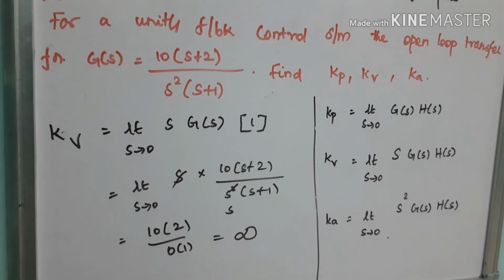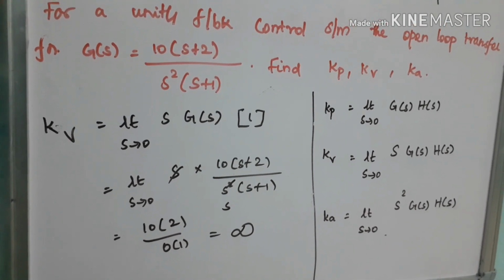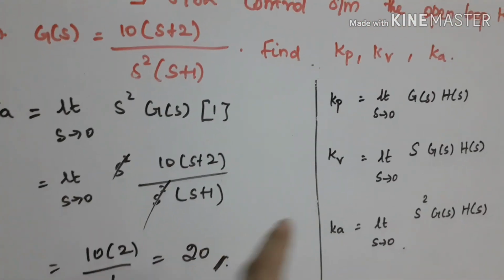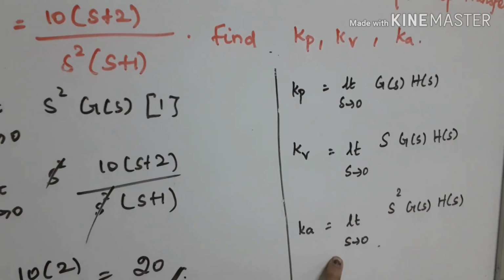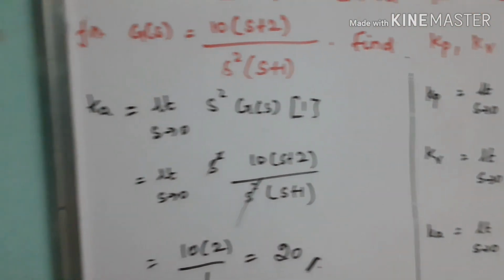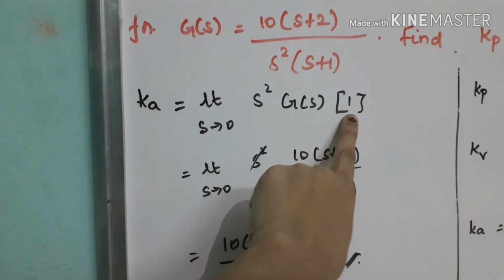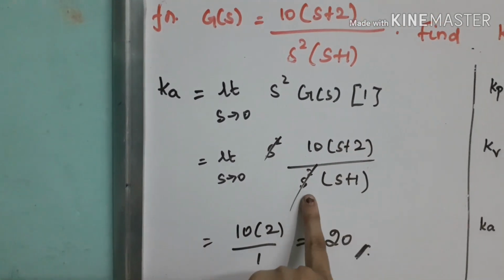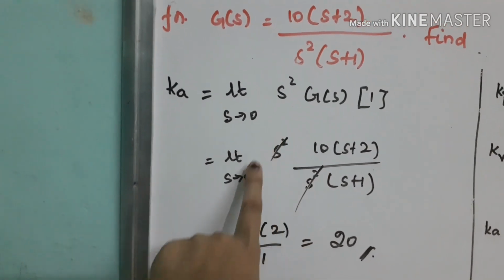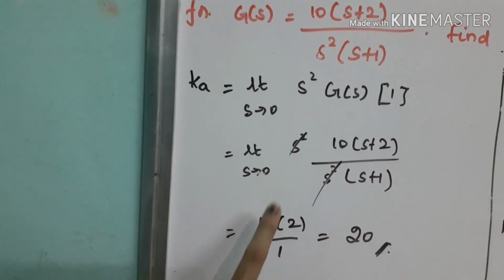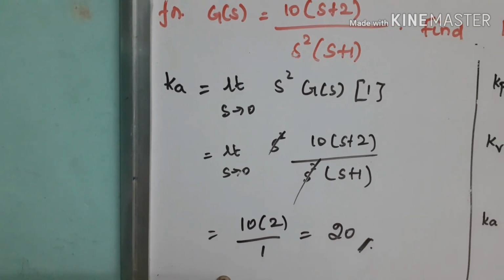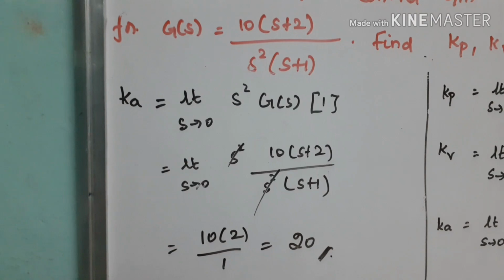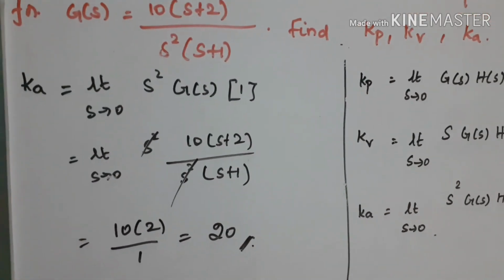Next we will see the acceleration error constant, that is Ka. Ka is equal to limit s tends to 0 of s squared G(s) H(s). We substitute H(s) equal to 1. So limit s tends to 0 of s squared into 10(s+2) by s squared (s+1). The s squared gets cancelled, so we get 10 into 2 by 1, which is equal to 20. So this is our acceleration error constant, that is a constant value.